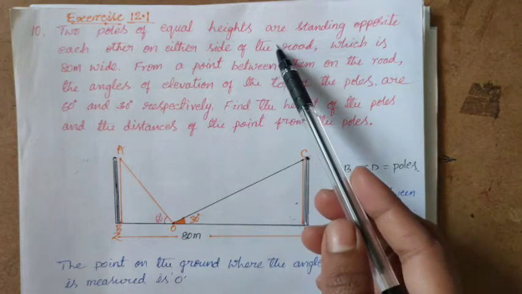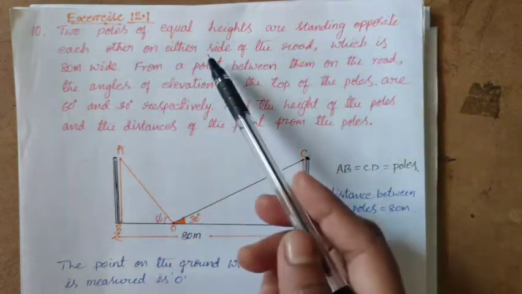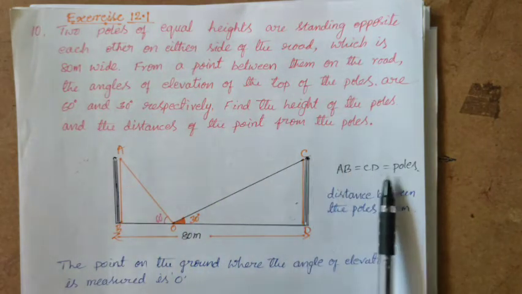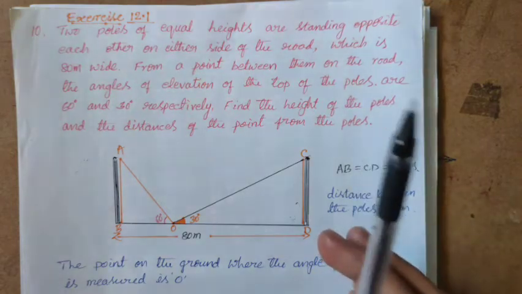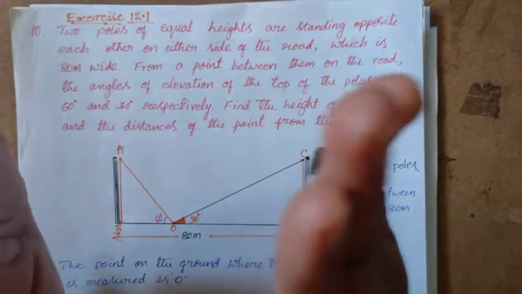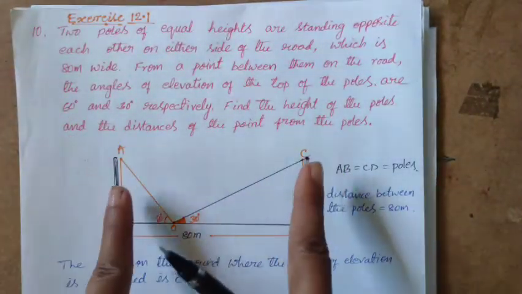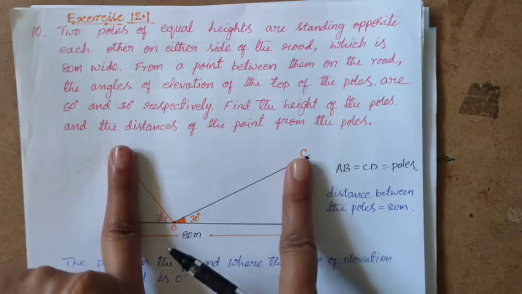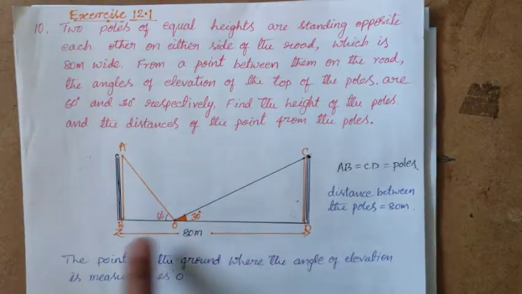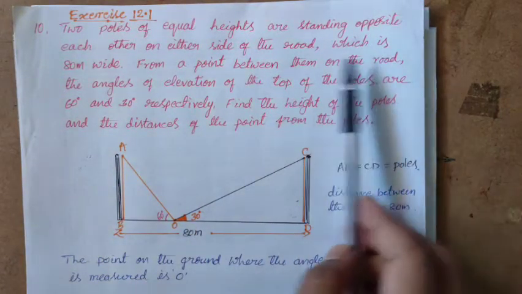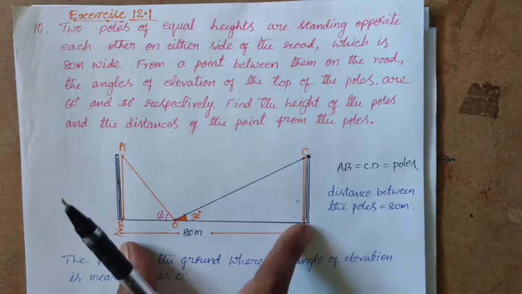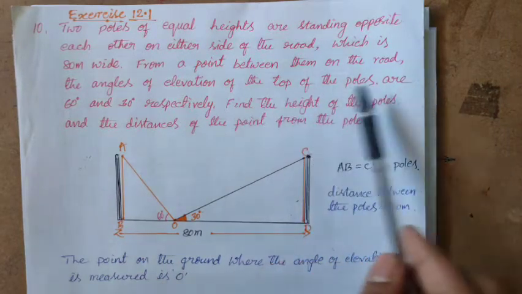Two poles of equal heights are standing opposite each other. Look at this one. Here, AB and CD are poles standing opposite to each other. Okay, opposite. So it is standing like this. These two poles are equal in length. This BD is what? Road. Which is 80 meter wide. The width of the road will be what? 80 meter. From a point between them on the road.